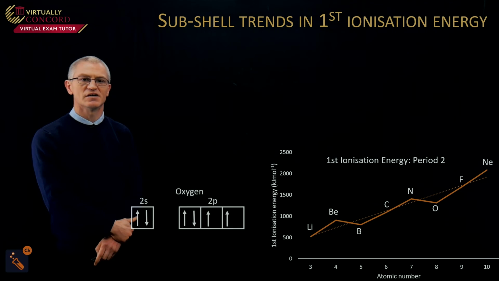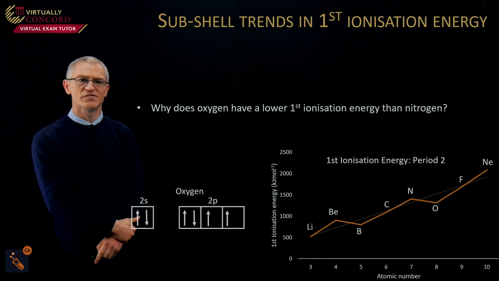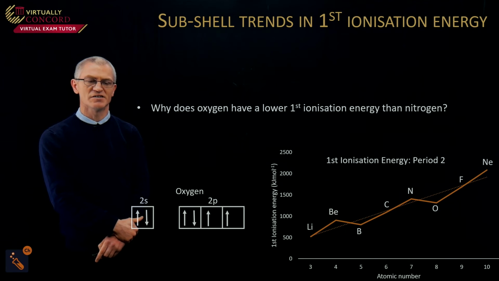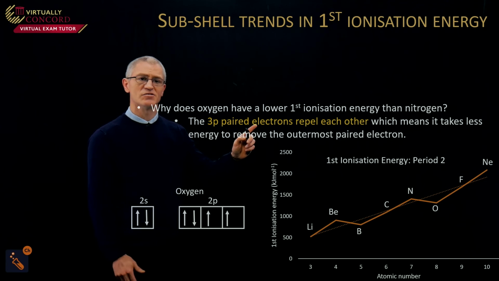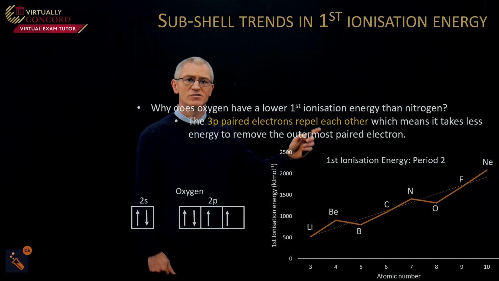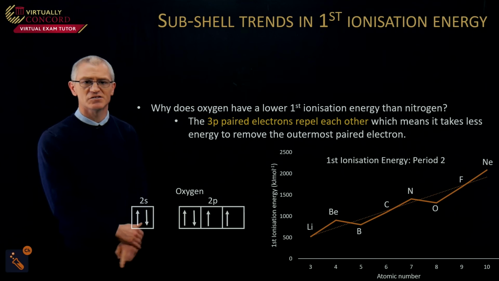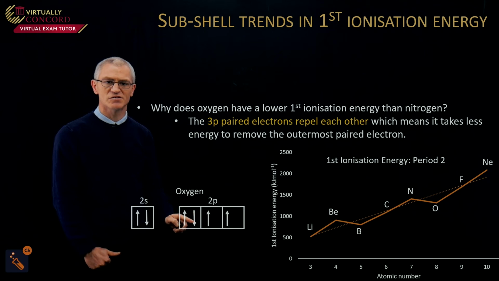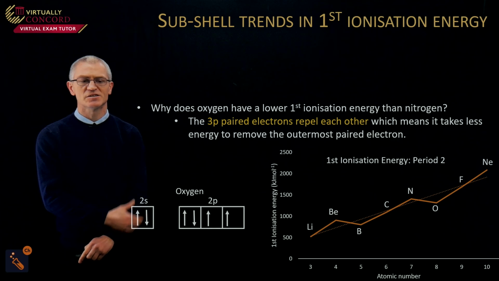If we put that into an exam answer, okay, why does oxygen have a lower first ionization energy than nitrogen? It's because the 2p paired electrons repel each other, which means it takes less energy to remove the outermost paired electron. Okay, so it takes less energy to remove this one. Okay, and that is how you explain the two trends.